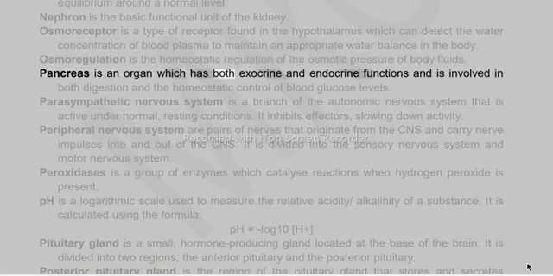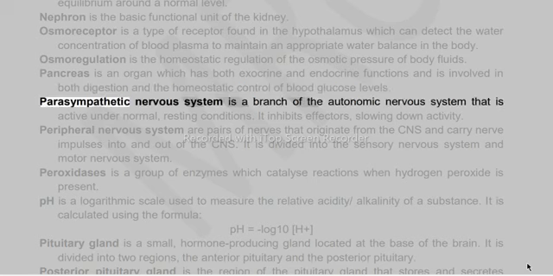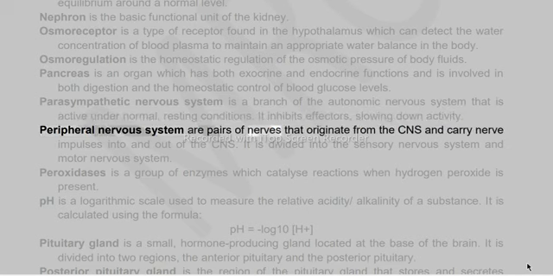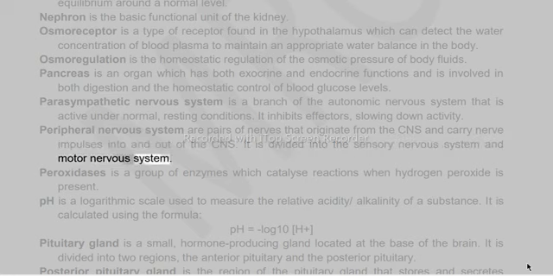Pancreas is an organ which has both exocrine and endocrine functions and is involved in both digestion and the homeostatic control of blood glucose levels. Parasympathetic nervous system is a branch of the autonomic nervous system that is active under normal, resting conditions. It inhibits effectors, slowing down activity. Peripheral nervous system are pairs of nerves that originate from the CNS and carry nerve impulses into and out of the CNS. It is divided into the sensory nervous system and motor nervous system.